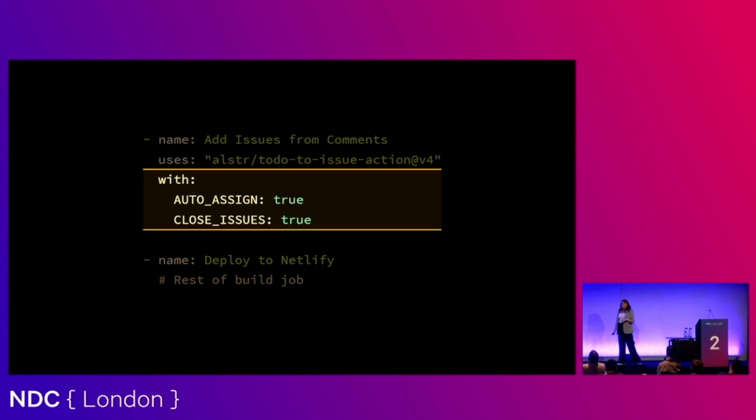I can pass in a little bit of config to this one. In this case, I want to pass in auto assign. So whoever makes the code change that added the comment gets assigned the issue. You did the thing that you were going to fix, you can fix the issue. And lastly, I also want to go through and close the issues. So if I make a change and remove the reminder to myself, it will close the issue so I don't have to do that manually.